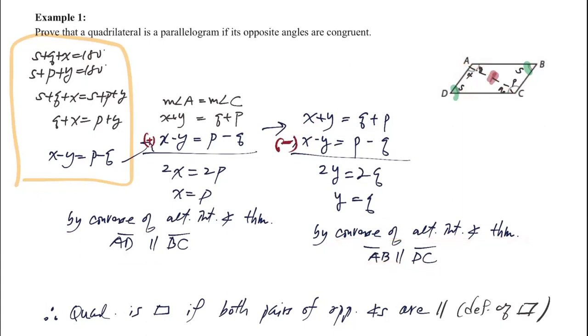Now that both pairs of opposite sides are parallel, we know that the quadrilateral is a parallelogram, because both pairs of opposite sides are parallel, by the definition of a parallelogram. All right, guys? And I would classify this as a paragraph proof.